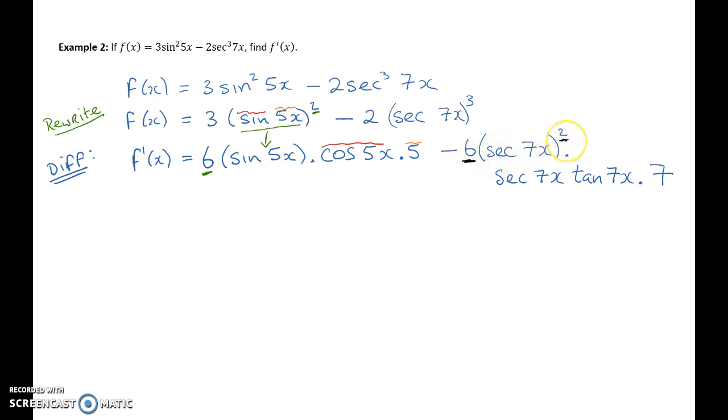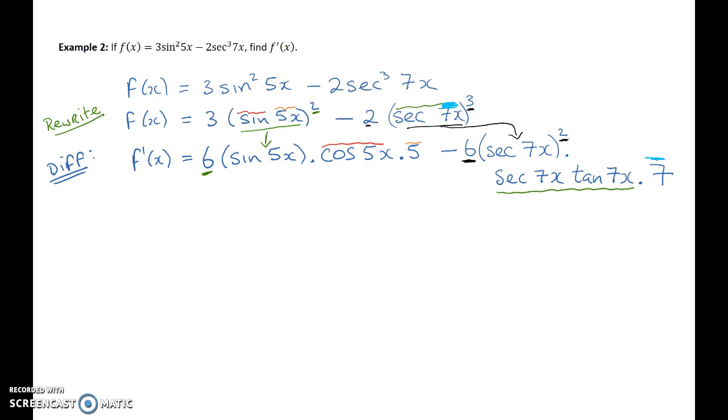The 6 times secant 7x squared comes from multiplying down by the power and then reducing the power by 1. And we keep the secant 7x as it is. Following that, you're going to differentiate secant, and differentiating secant gives you secant tangent. Secant 7x tangent 7x. And then finally, the 7x itself, we differentiate the 7x, and that gave us 7. So you differentiate every part. And in those cases, there are actually 3 or 4 iterations of the chain rule.